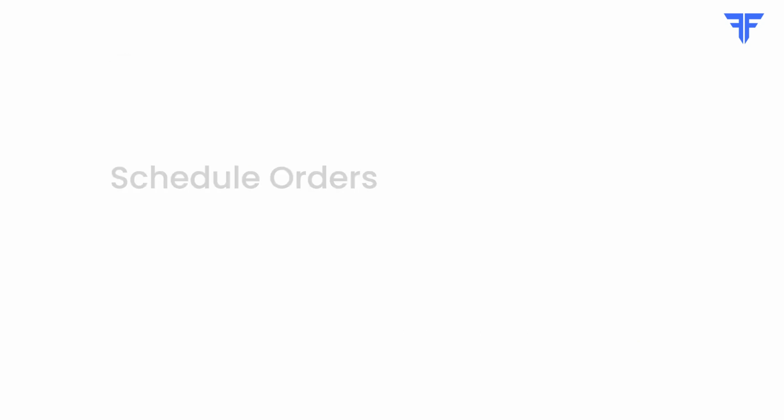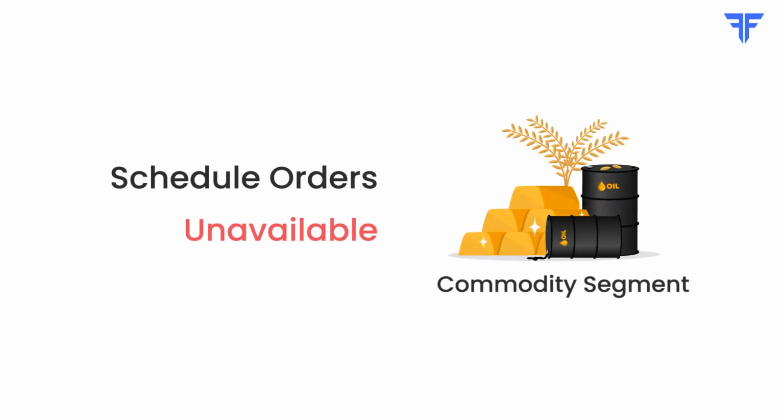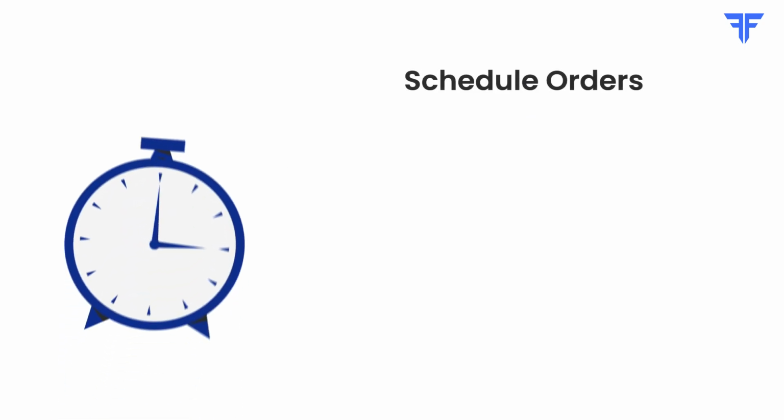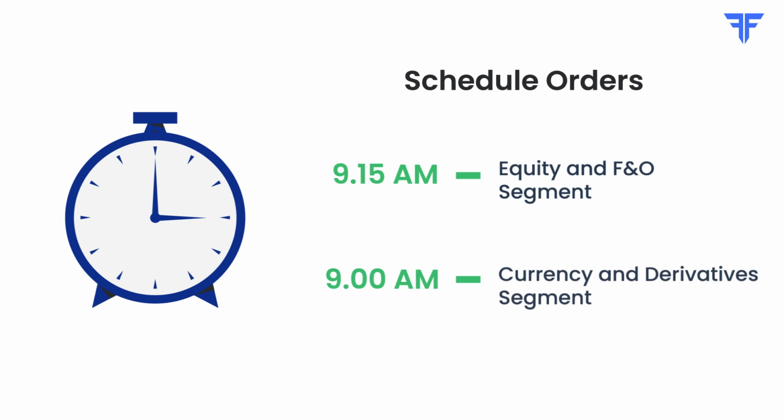Important thing to note. Scheduled orders are unavailable for the commodity segment. Second, the schedule order will be placed at the exchange at 9:15 am for the equity and F&O segment and 9 am for currency and derivative segments during the next trading day.